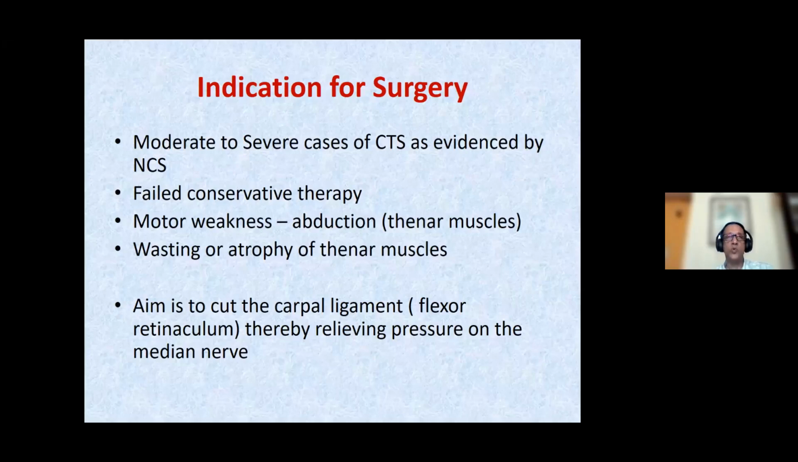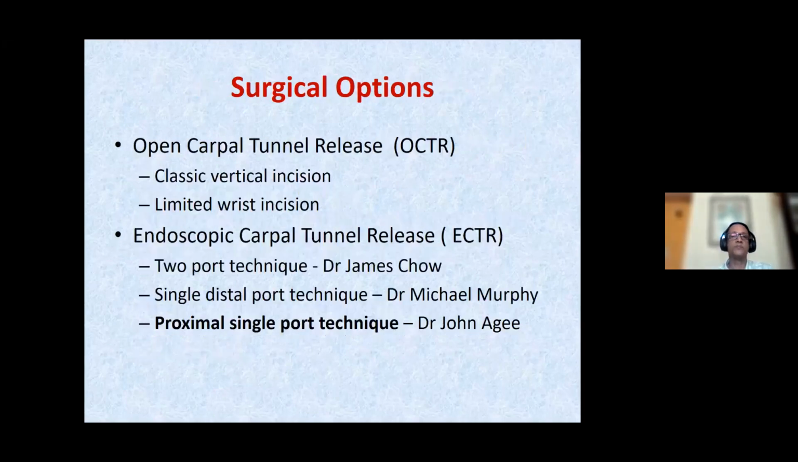Now, what does one normally do in a surgical release? It's nothing but cutting the carpal ligament, or the flexor retinaculum, in other words. Thereby you open up the carpal tunnel and relieve the pressure on the median nerve. So the surgical options are two: you either have an open carpal tunnel release or an endoscopic carpal tunnel release. In the open, I would be describing the classical vertical incision method of release. There are also certain other smaller incisions which people use. And in the endoscopic, again, there are various techniques, but what I'm familiar with and practice is the proximal single portal technique as described by Dr. John Agee.